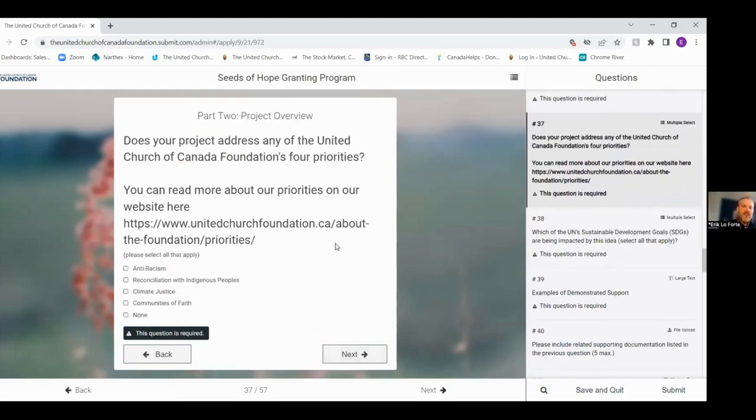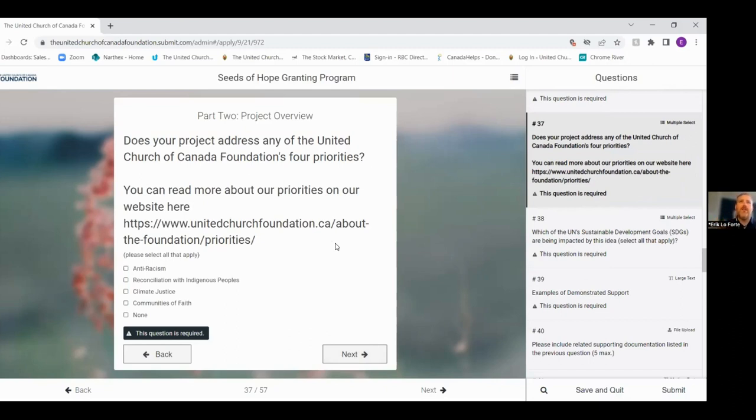Does your project address any of the United Church of Canada Foundation's 4 priorities? The United Church of Canada has addressed that we have 4 main priorities. One is anti-racism, one is reconciliation with Indigenous peoples, the other is climate justice, and the 4th one is communities of faith. Does your project fall into those? Again, they don't have to, but it's good to know if they do. And again, it helps answering this question.